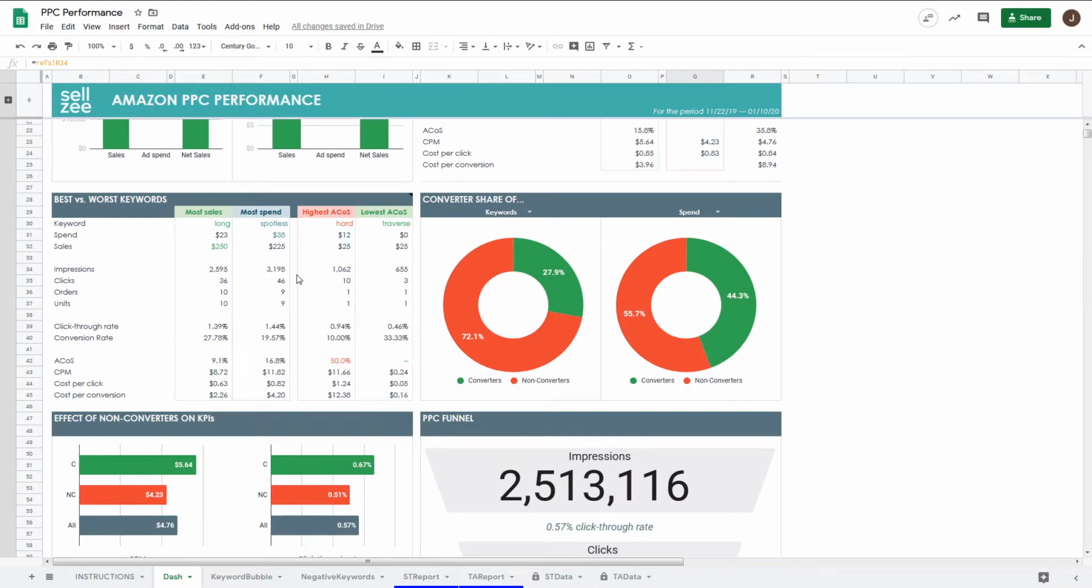Now down here in the best versus worst keywords table are all of your KPIs for 4 particularly notable keywords. These are the ones that have the most sales, the most spend, and the ones with the highest and lowest ACOS. And these 4 are sort of in the spotlight because there's a strong likelihood of needing to take action on one or more of these.